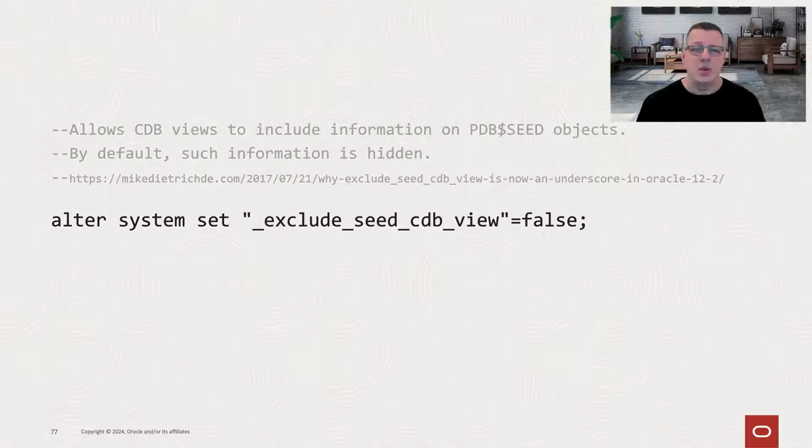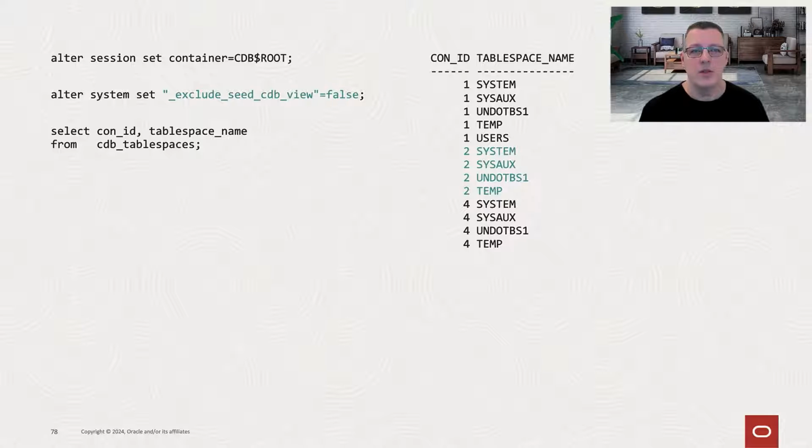There is one underscore parameter we recommend you to set to false. It is the exclude seed CDB view. So with this parameter, when you are creating the CDB views, you see the container ID number 2 is the PDB seed. When you are patching or doing an upgrade operation, it's good to see the PDB seed, because if you have any issues, you can see the errors first, before moving forward with creating a new PDB from the PDB seed.